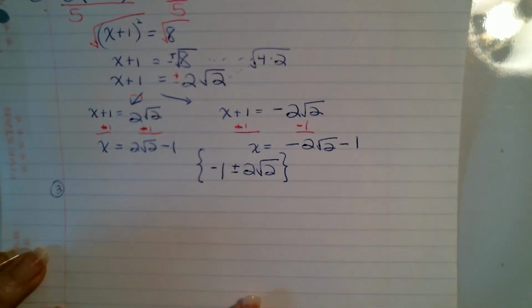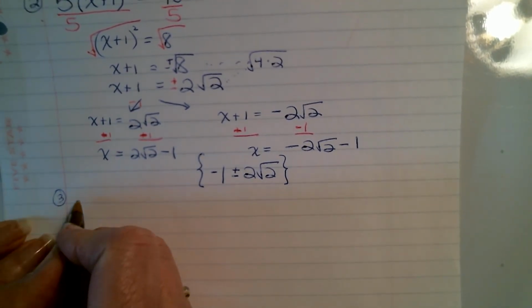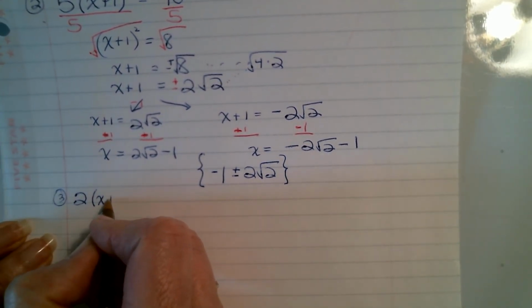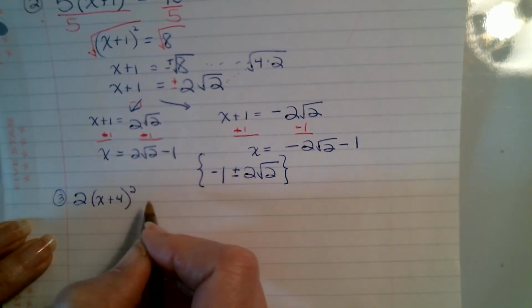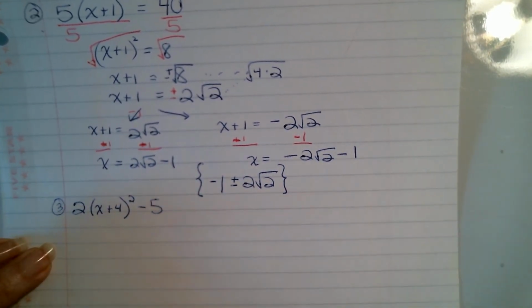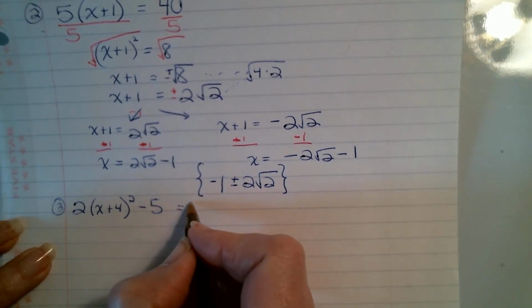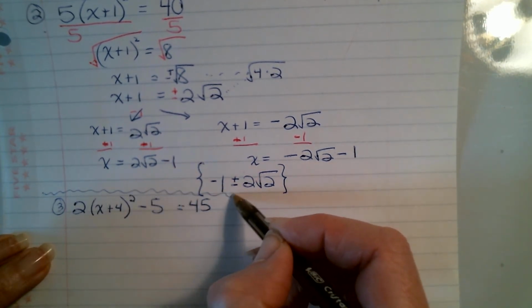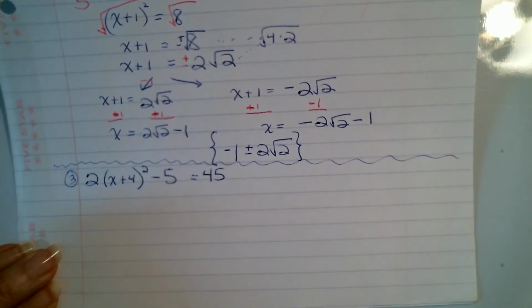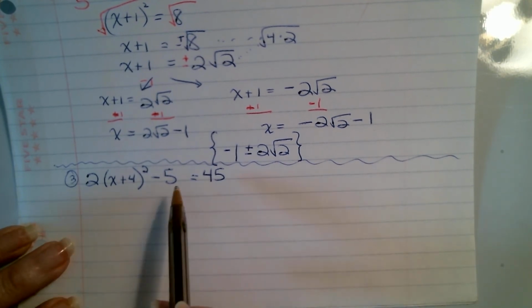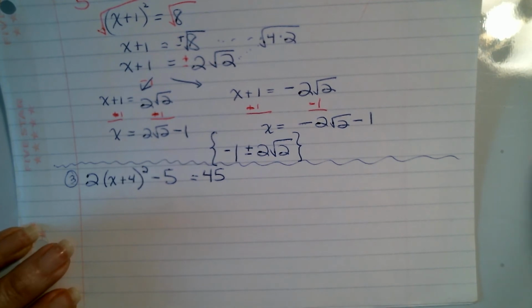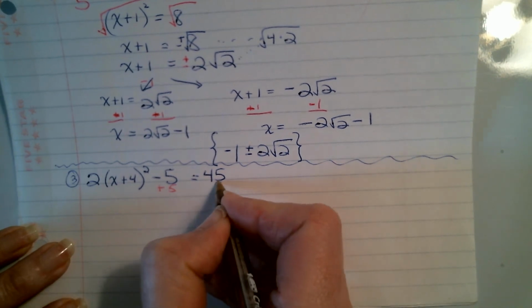Okay, last one. This one is going to have a few more steps going on. 2 times the square of x plus 4, minus 5, equals 45. Sorry, cutting that a little close, aren't I? Right, inverse operations again. When I see it's in vertex form, I can isolate the square using the square root method. So if I reverse PEMDAS, the first thing I'm going to undo is subtraction. We're going to add 5 to both sides.